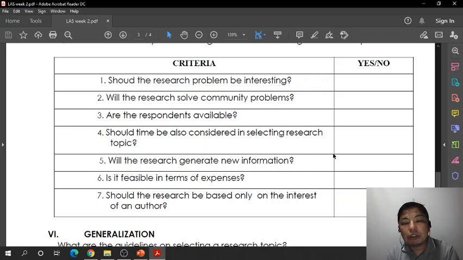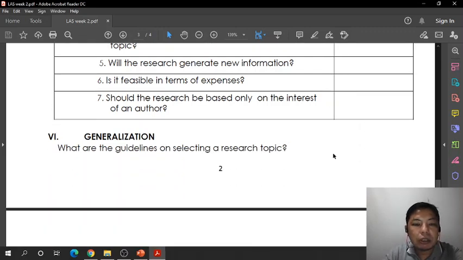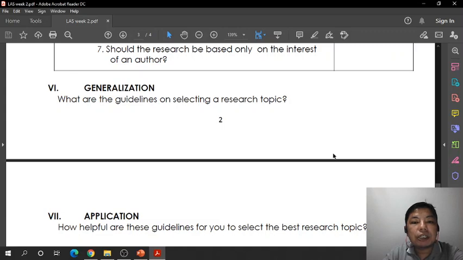Okay, sagutin nyo lang to. So, number 1, should the research problem be interesting? Yung research problem nyo ba is interesting, yes or no? Number 2, will the research solve community problems? Again, you just check yes or no. Okay? Next is generalization. So, what are the guidelines on selecting a research topic? So, you write the guidelines. Ano yung guidelines na pwede nating sundin pag namimili kayo ng research topic?